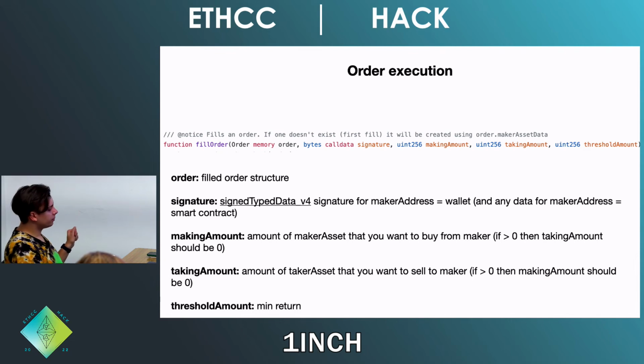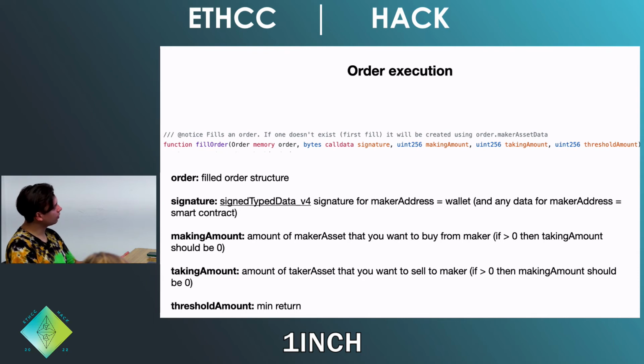Basically, to execute the order, we just need to call this function, fill order, from the taker side. It takes the order structure, and we also need a signature. The signature must be a signature of the maker who signed this order. We use a function called sign typed data v4 from the maker side. So you need to ensure that it's a valid signature. There is also a pretty nice feature.